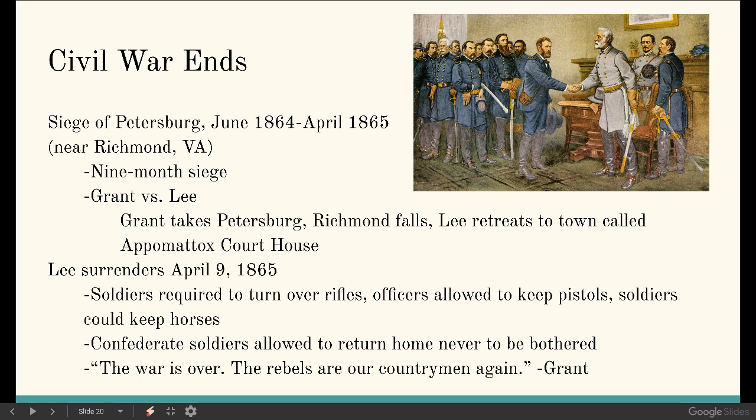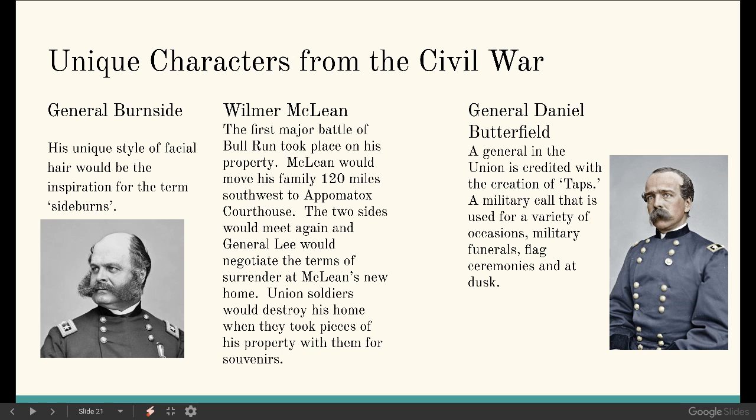And so Grant has this famous quote: "The war is over. The rebels are our countrymen again." And so he says this in response to the Union troops cheering after the Confederates surrendered. So Grant recognizes that this challenge of welcoming the Southerners back into the fold of the United States is going to be very difficult, but necessary in order for peace to continue and for unity to carry on after the end of the war.